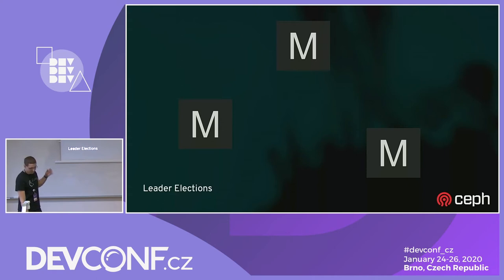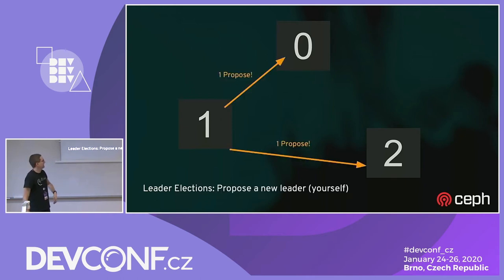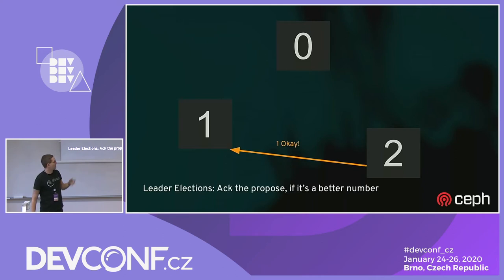So that might sound like a lot. Visually, we've got here 3 monitors. We're going to call them 0, 1, and 2, because those are the IDs that they work with internally. For some reason, monitor 1 has decided to send a propose, and so he proposes out to everybody. Now monitor 2 receives that propose and says, oh, monitor 1 has a lower ID than me, and I haven't seen election epoch 1 yet, so sure, I defer to you.